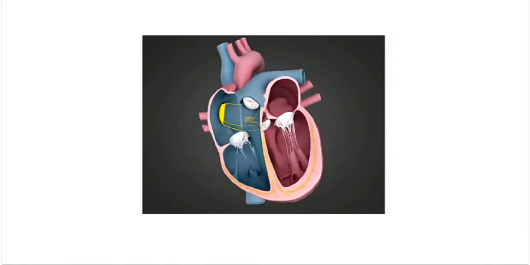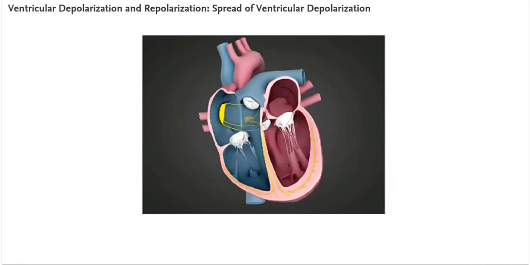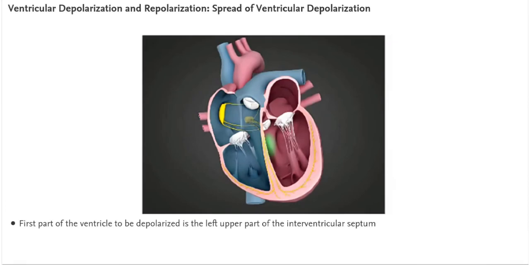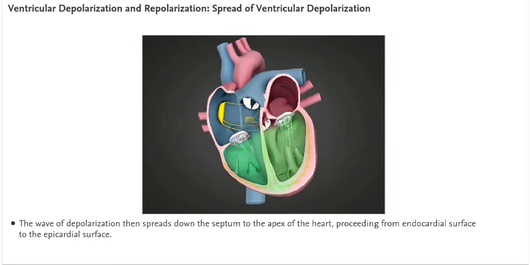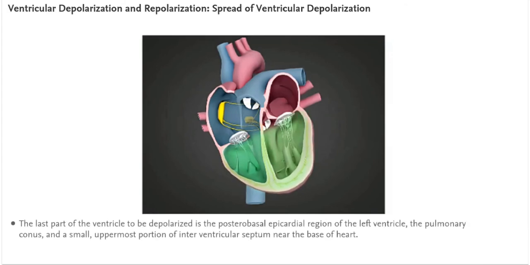Ventricular depolarization and repolarization. The first part of the ventricle to be depolarized is the left upper part of the interventricular septum. Septal depolarization is left to right. The wave of depolarization then spreads down the septum to the apex of the heart, proceeding from the endocardial surface to the epicardial surface. The last part of the ventricle to be depolarized is the posterobasal epicardial region of the left ventricle, the pulmonary conus, and a small uppermost portion of the interventricular septum near the base of the heart.